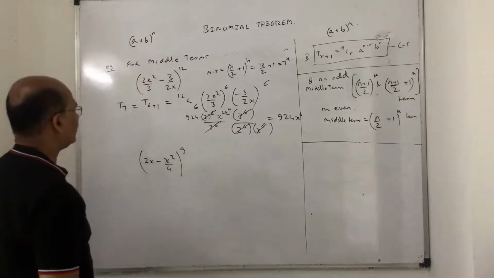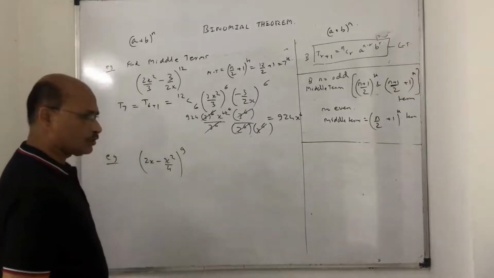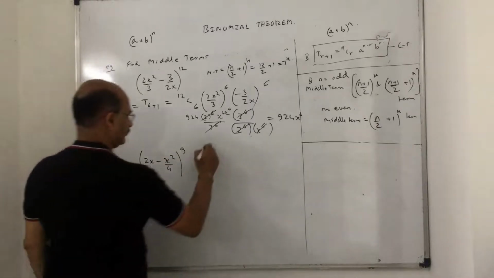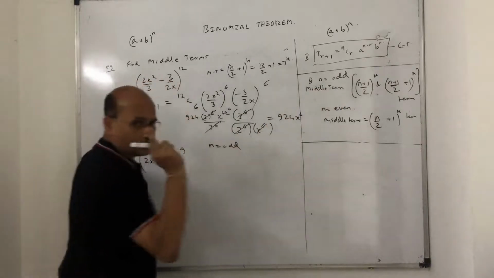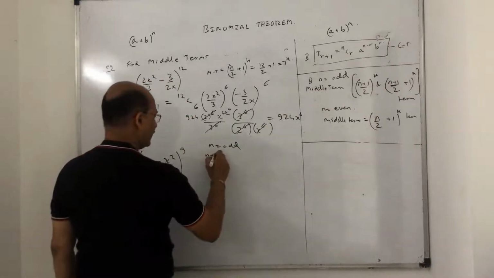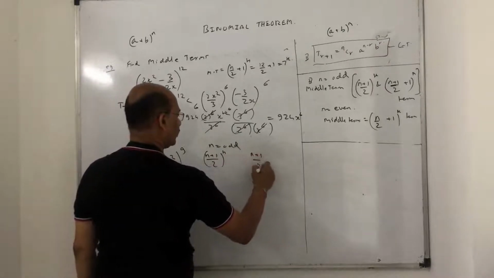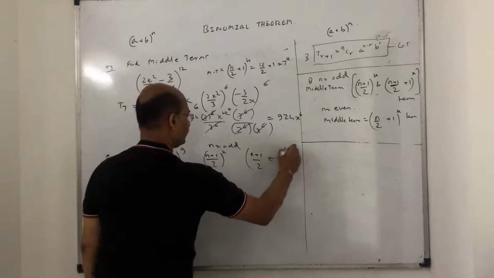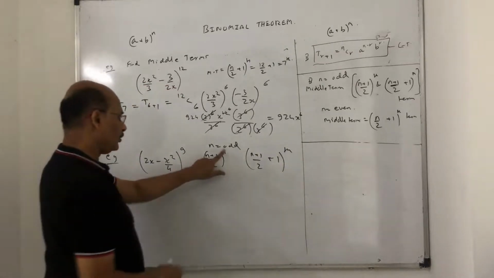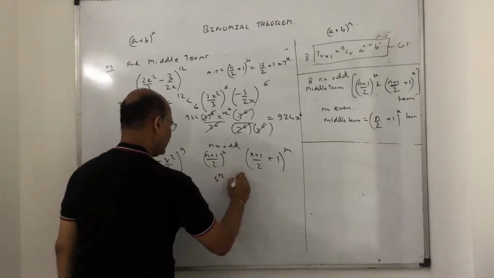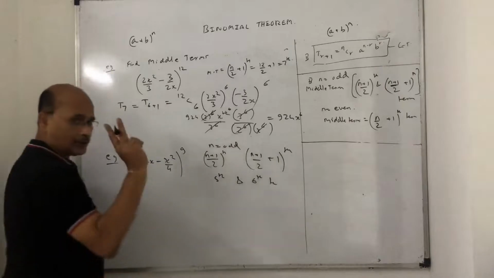Let us take the second example. They are asking to find the middle term. In this case also, n is odd. So if n is odd, remember what the formula is? There will be 2 middle terms: the (n+1)/2 th term and the ((n+1)/2 + 1)th term. So n is 9. 9 plus 1 is 10, and 10 upon 2 is the 5th term and the 6th term. So T5 and T6. There are 2 terms you have to find.